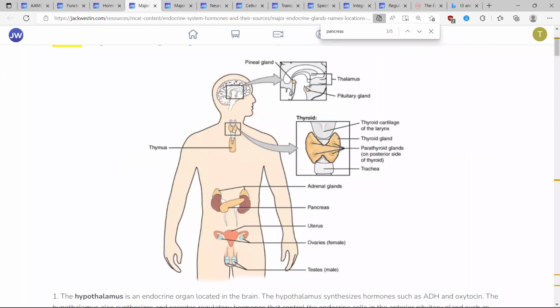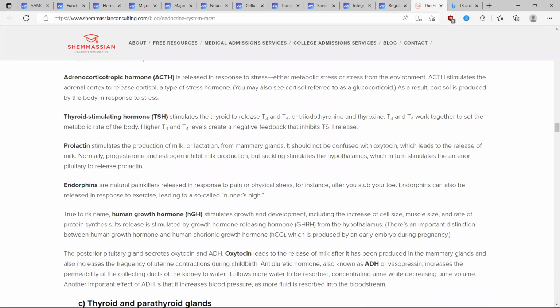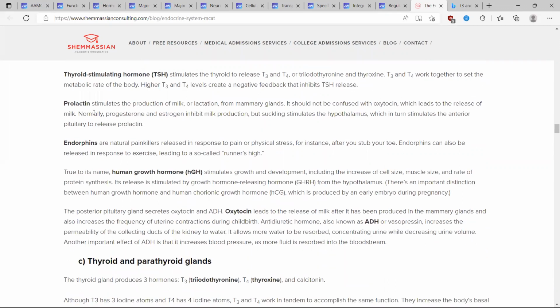So we talked about the thyroid here, right? This little thing that's on top of our, was our larynx? Something like, I forget what this is called. Larynx, pharynx, trachea, one of those. This is on here, right? And this guy stimulates the thyroid to release T3 and T4. And T3 and T4 work together to set the metabolic rate of the body. They control our metabolism. Then we have prolactin, which stimulates the production of milk.